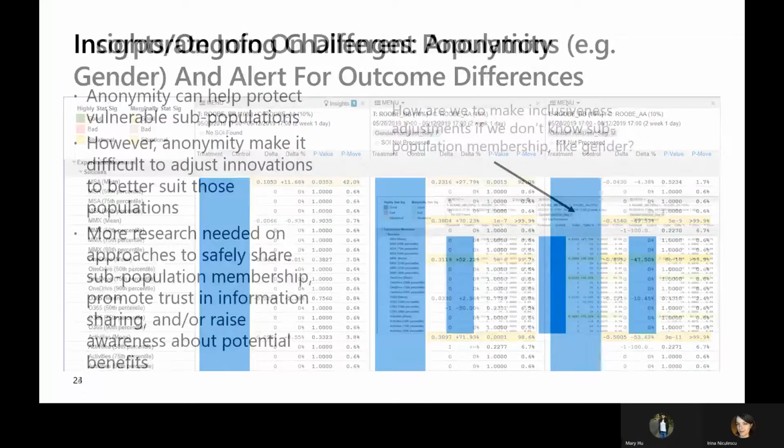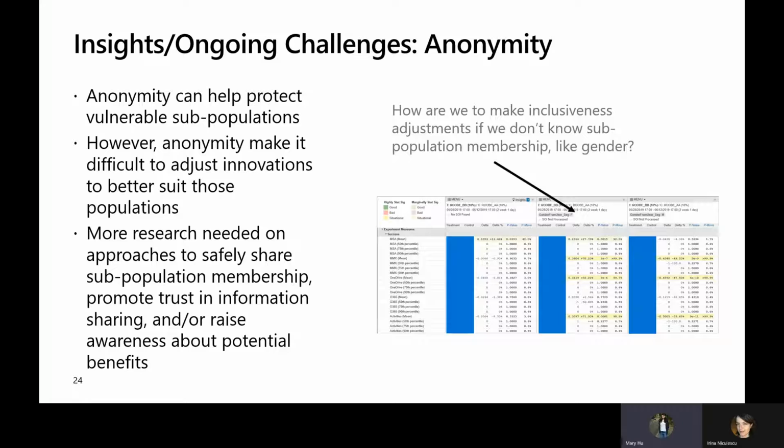And next. In the paper, we discuss several insights and ongoing challenges. One of the most interesting ones is anonymity. One of the commonly discussed approaches to help protect vulnerable subpopulations is anonymity. By not providing information like age or gender, organizations cannot use that information to bias their product or services. However, we have found that anonymity also makes it difficult for responsible software organizations to adjust innovation to better suit those populations. For example, in the case study we showed, without knowing the gender identity, the impact on female population would not be detectable in the experiment due to the natural imbalance in gender identity in the Windows insider population.